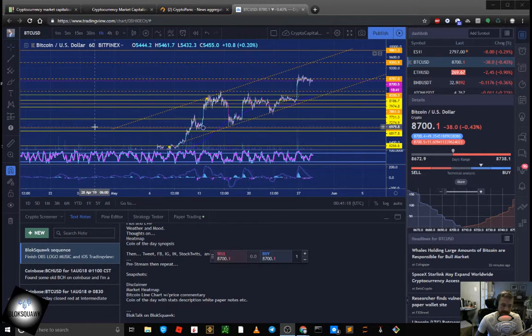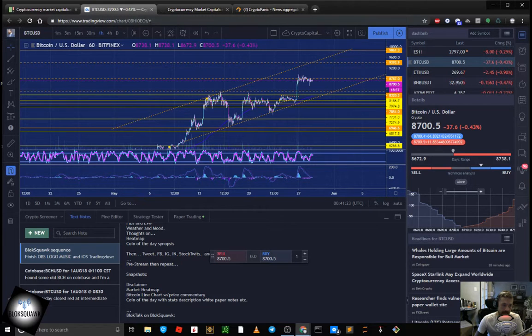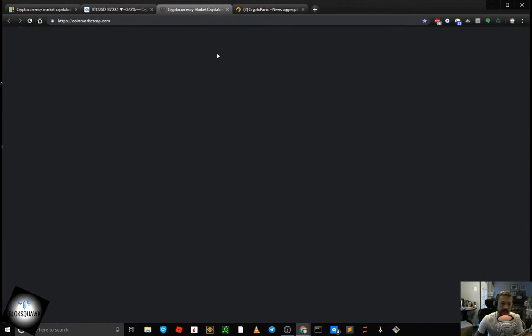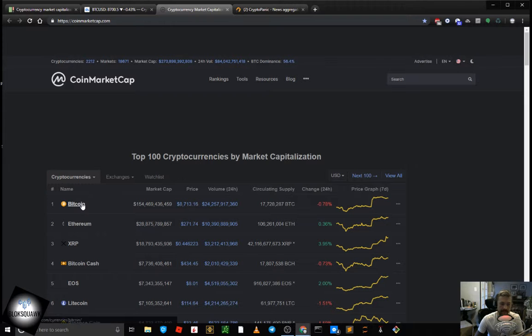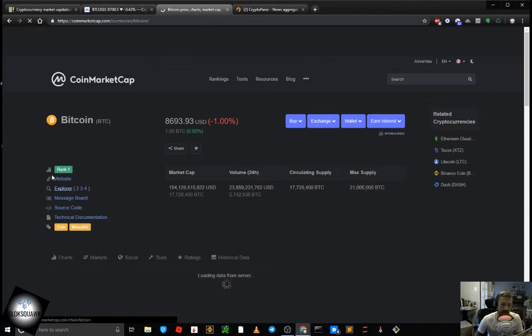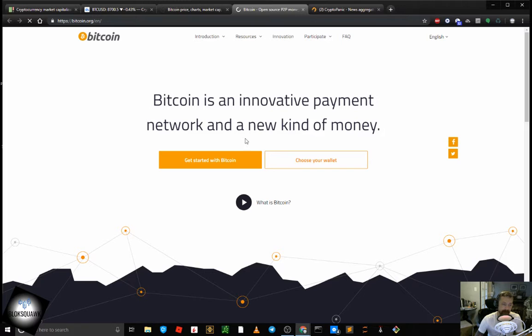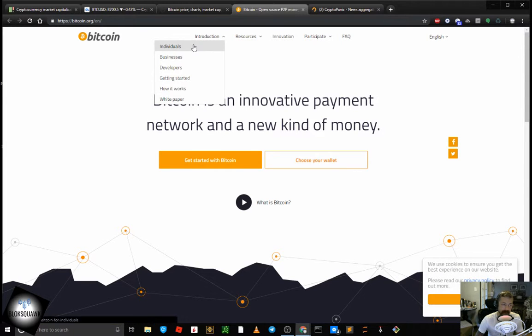So let's start by looking at the heat map, and then we'll take a look at the line chart here in just a minute. Let me just pull that up real quick. And then we are going to do some price commentary briefly on Bitcoin. And then we'll discuss coin of the day. And by default, coin of the day is gonna be Bitcoin. And we'll just cover it briefly at that point. So let's get that up.